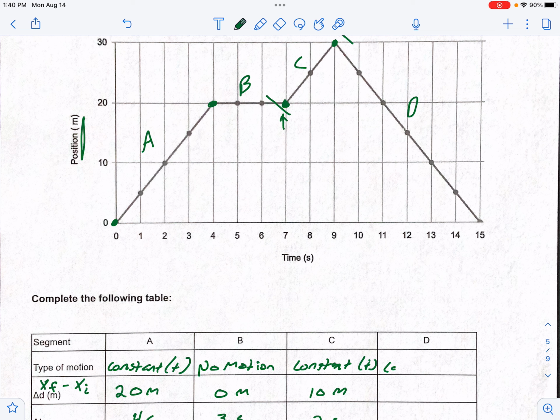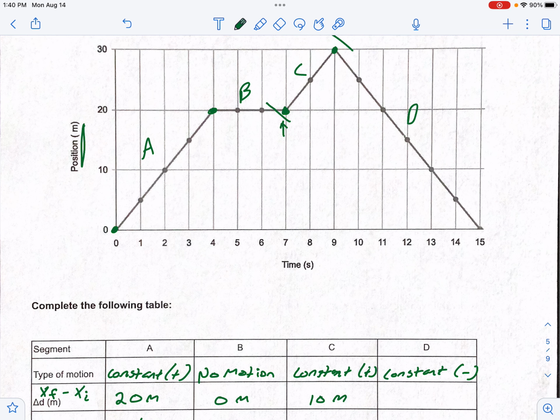So this is going to be a constant negative direction, or it basically means you're going backwards at a constant rate. Now, as far as displacement, we're going to look at our final. Our final is going to be right here down at 0. And my initial was all the way back at the top right here at the 30.